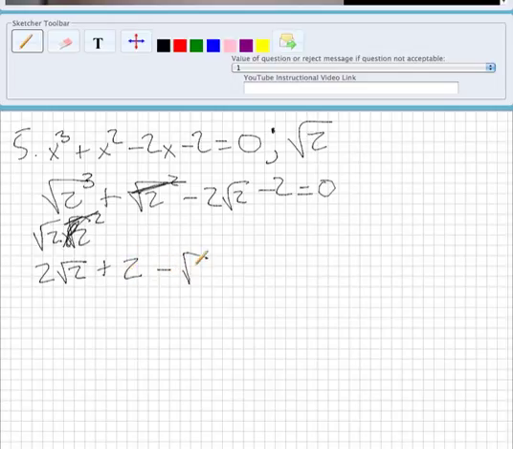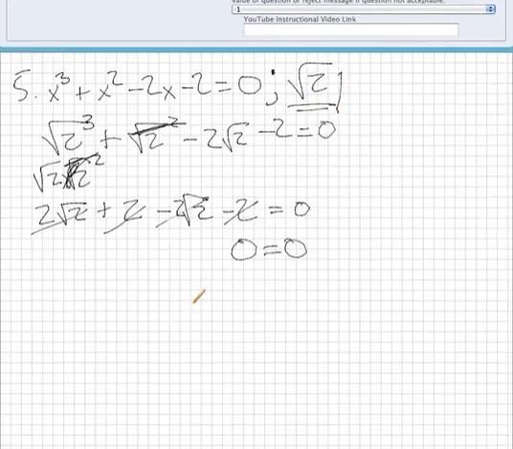Then minus root 2, 2 root 2, minus 2 equals 0. So negative root 2 and root 2 go to 0, and 2 and negative 2 go to 0. So 0 equals 0. So this will be one of our roots, and they already gave us that root. Or the other way is to find the other roots.